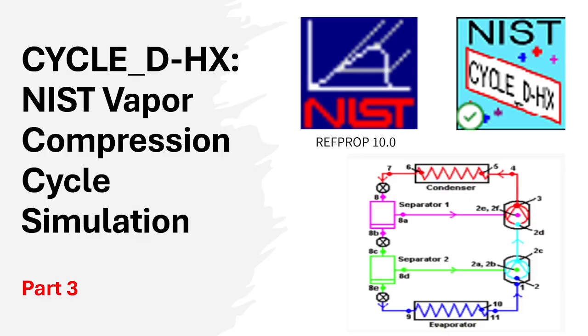This video is all about past, present and future of HVAC refrigerants. We will compare their performance using NIST Cycle DHX simulation software, and we will break down key metrics like global warming potential, ASHRAE safety classification, and simulation results for things like COP, mass flow rates, and more. By the end, you will know which ones are fading out and which are set to dominate in 2025 and beyond. So let's get started.